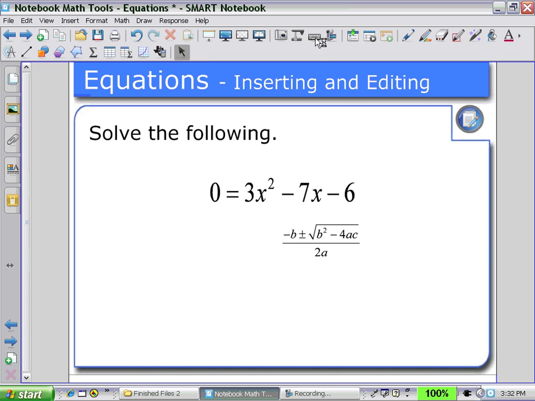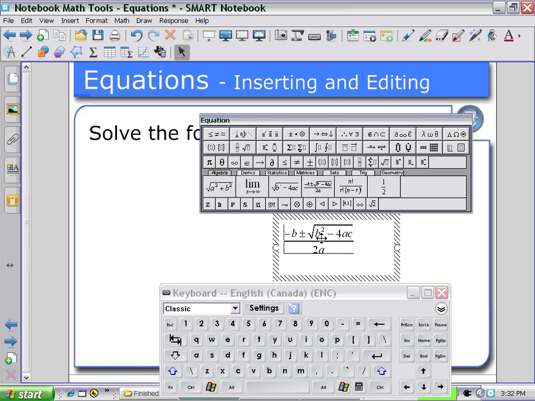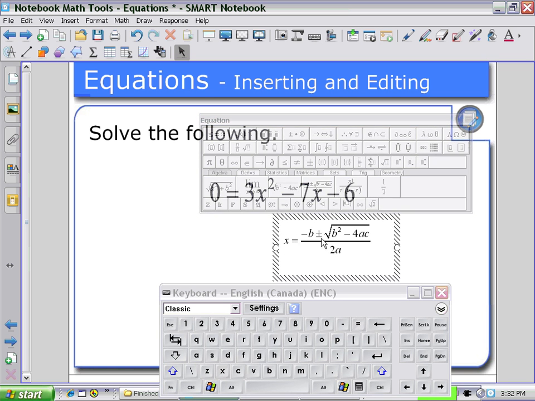Now select the keyboard, and then with the selection tool selected, double-click on the quadratic formula expression, and then you can type in x equals the quadratic formula expression so that you can solve for the roots.